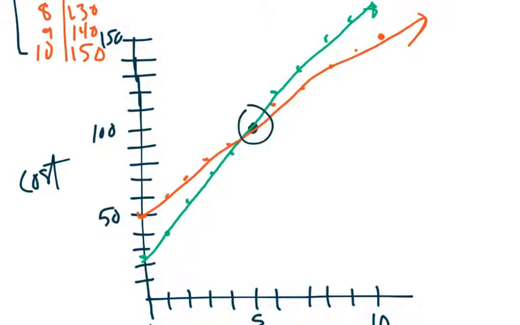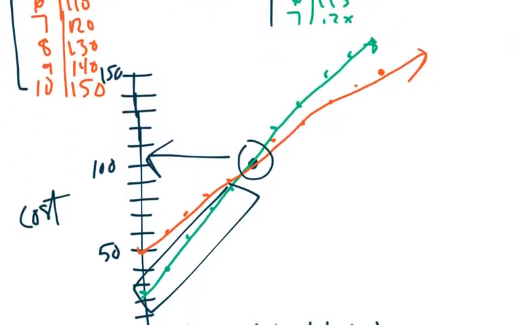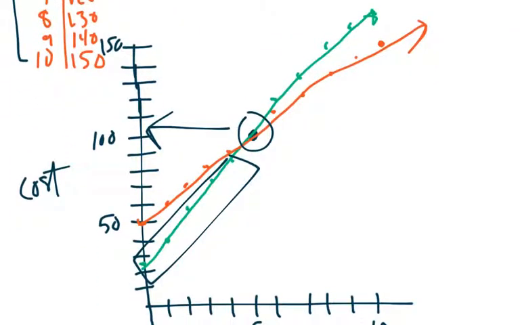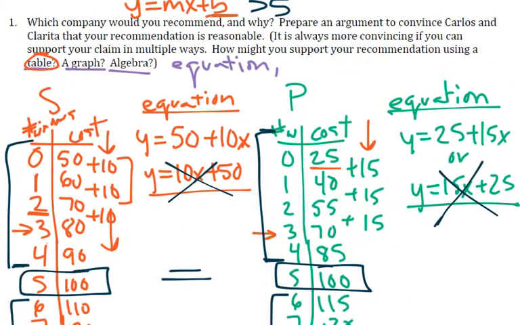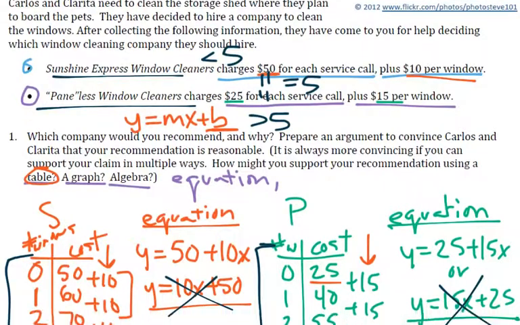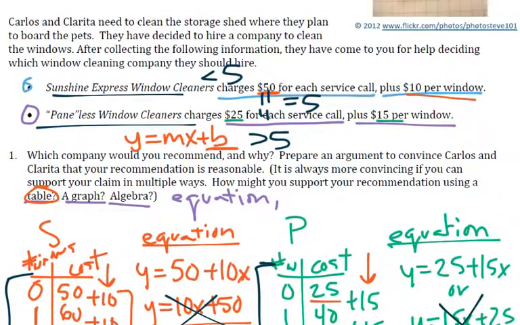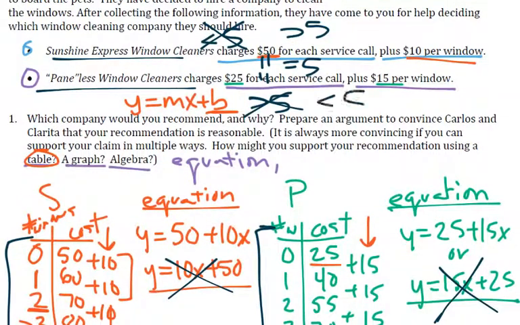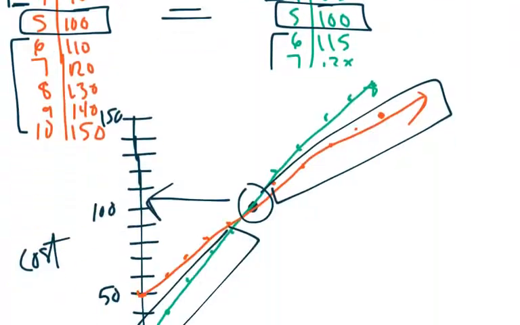At 5, they're equal, okay? And then as we go to the left, less than 5, it's cheaper to go with the green, which was the painless. Or no, yeah, painless. And then as we get above 100, it's cheaper to go with sunshine. No, I mixed up on these, didn't I? That was greater than 5. That one should have been less than 5. Probably caught that, but there we go.